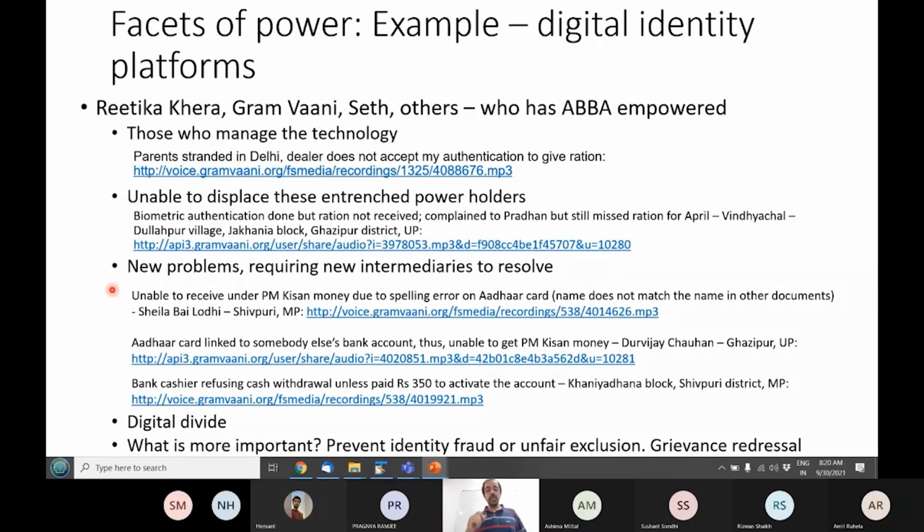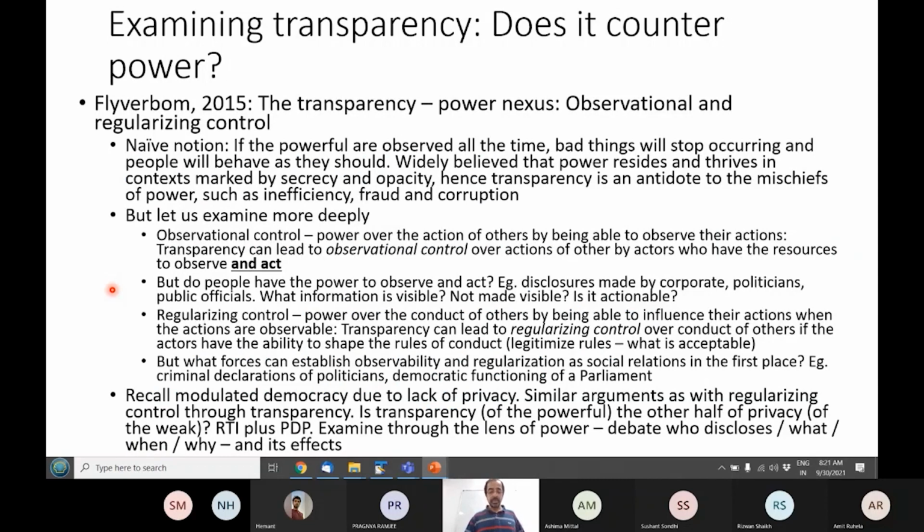They should be able to, that even if authentication fails, the Supreme Court has said that ration cannot be denied, even if Aadhaar authentication fails, right? But it still happens on a routine basis, right? So grievance redressal would mean people being able to complain about it. So that will introduce new rules into the setup, right? So this is where we left off last time.